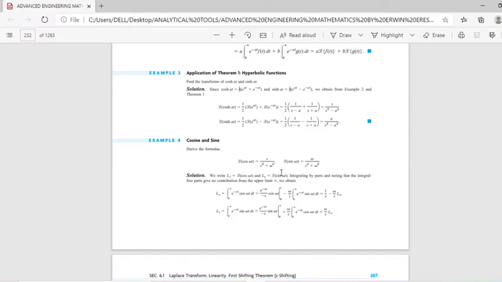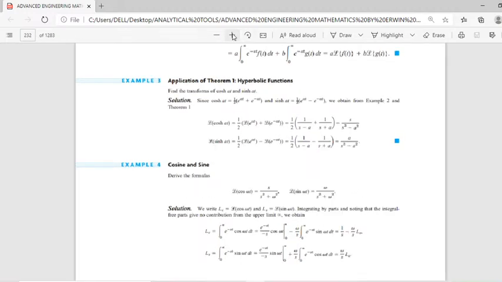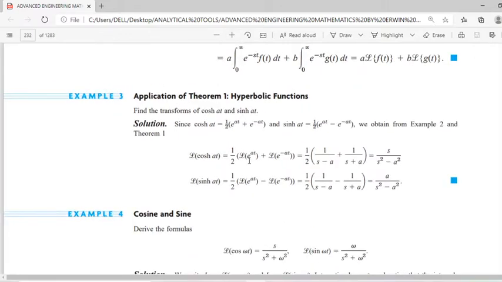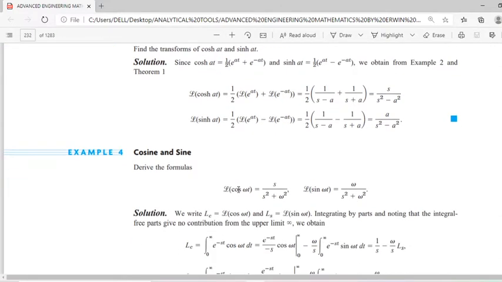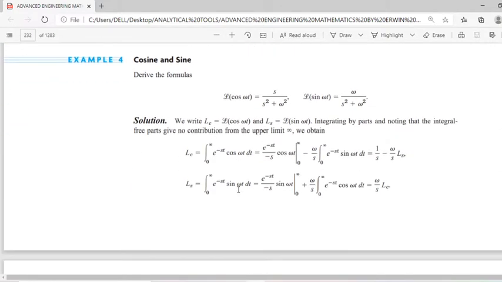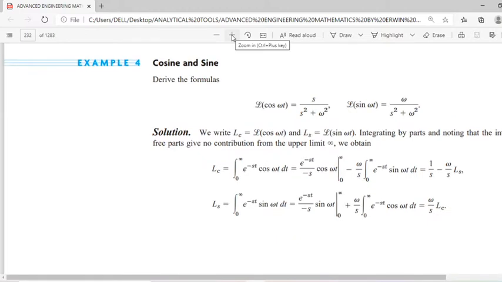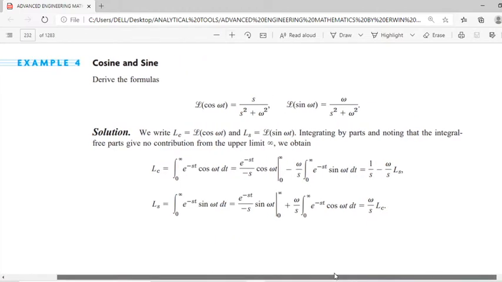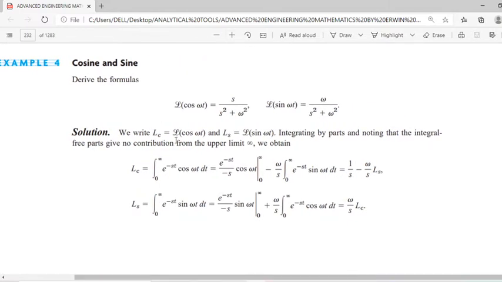Now, today we are discussing Laplace transformation of cosine and sine function. Yesterday we discussed hyperbolic functions, and today we are discussing the cosine and sine function. You have to understand the techniques involved in computation of Laplace transformation of this.